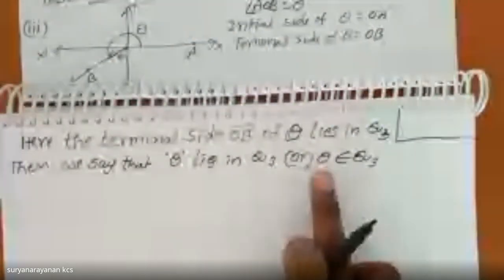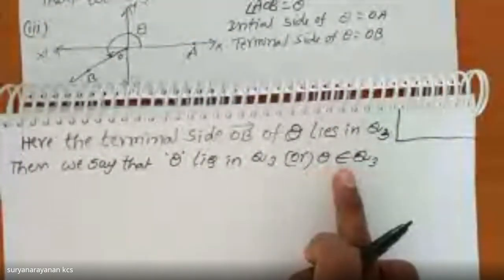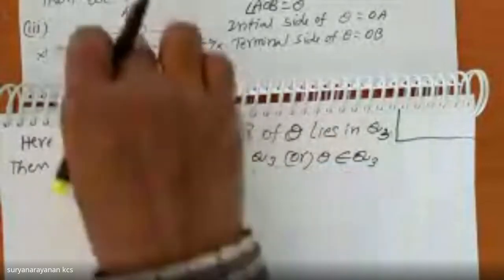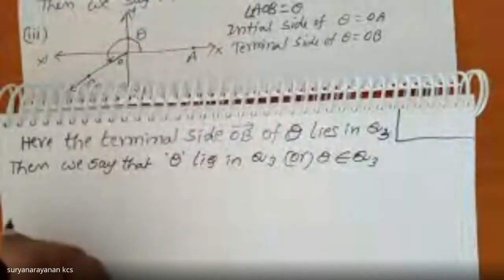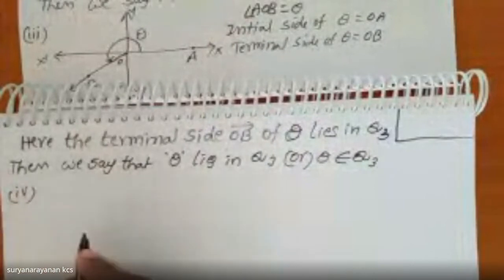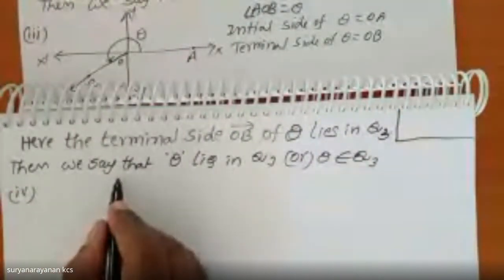In this trigonometric chapter, if you get the symbol theta belongs to Q3, then you have to draw a rough diagram for that notation. Understood this point, my children? Similarly, the fourth case.